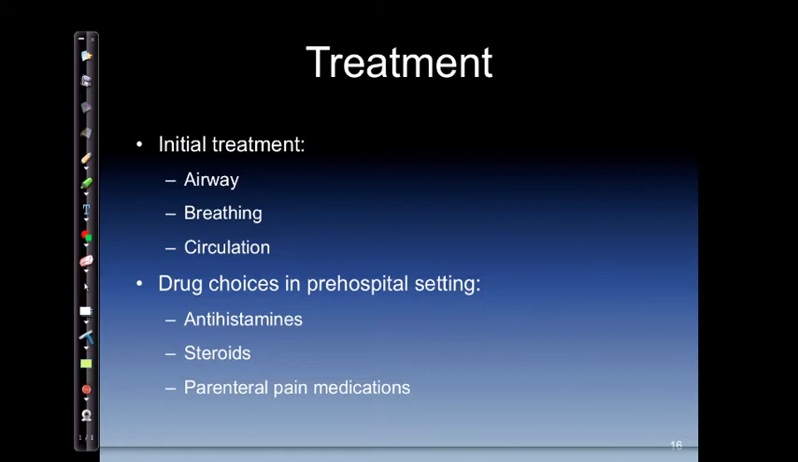As far as drug choices in the pre-hospital setting, we use things like antihistamine or Benadryl to stop the histamine release. Steroids would suppress the immune system. Solu-Medrol is one of choice, 125 milligrams IV push for an adult, 2 milligrams per kilogram for a kid.